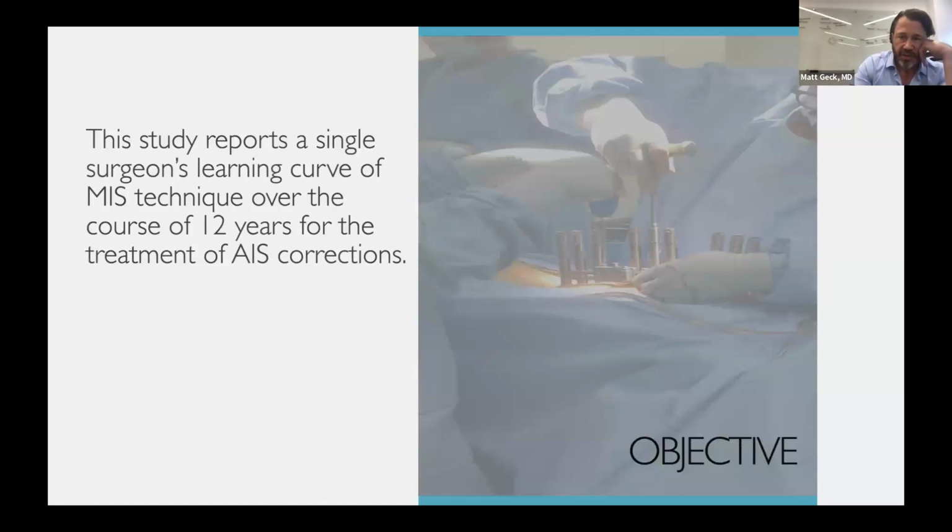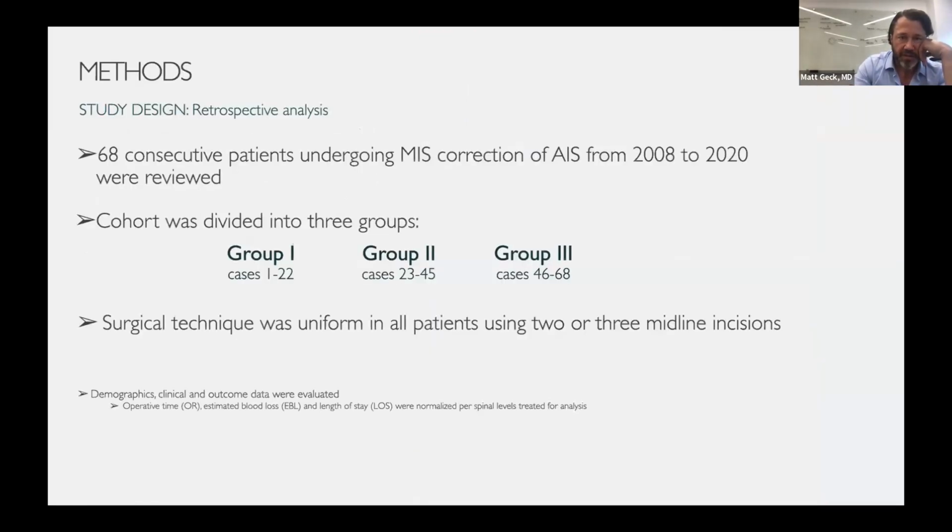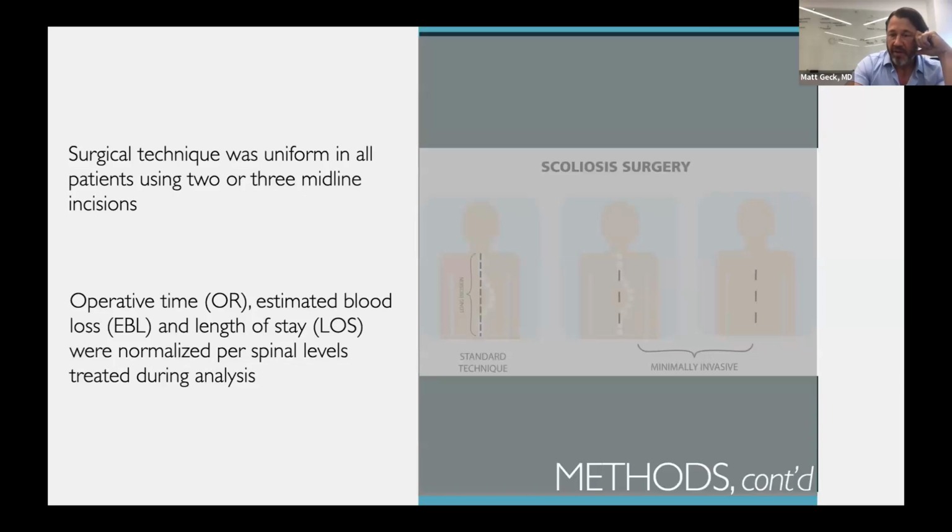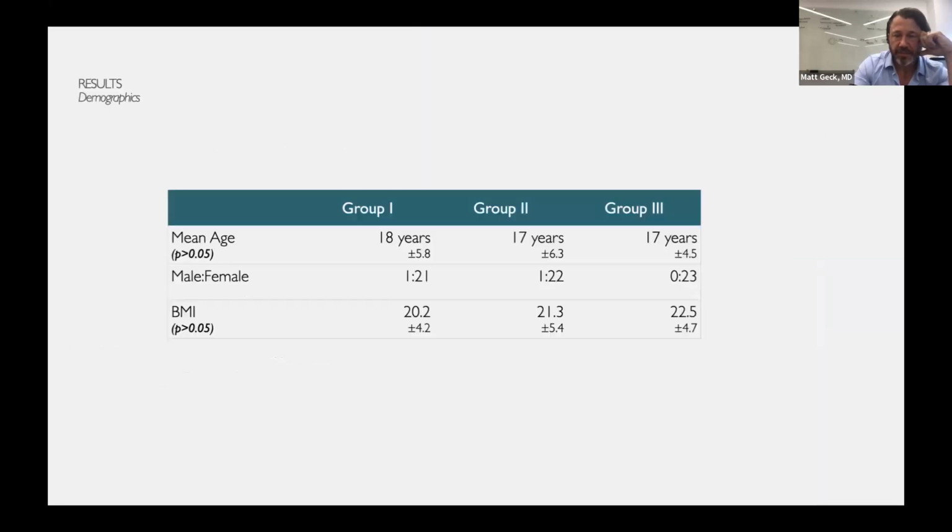So over 12 years, we looked at all the relevant variables. We looked at about the first third of cases, the second third, and the final third, with no change in the surgical technique, keeping everything uniform. We've already talked about this in terms of the incisions and the submuscular tunnels and looking at all of the clinical variables. All 3 groups ended up being very similar.